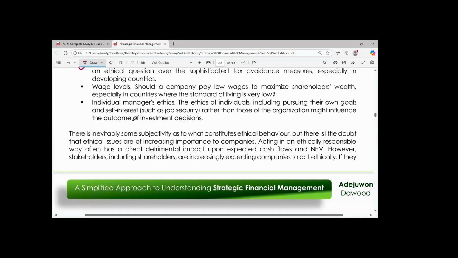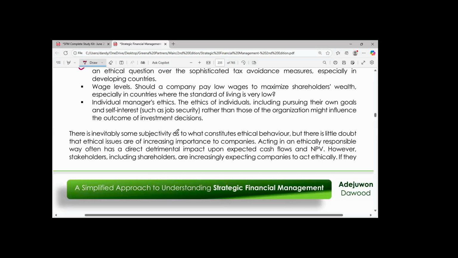Should a company pay low wages to maximize shareholders' wealth, especially in countries where the standard of living is very low? All right, so it also depends. If you are seeking to maximize shareholders' wealth, you're trying to cut costs, and the employees that are supposed to be paid a livable wage, you are paying them below the minimum standard. As a result, they won't do the job very well, even though you are trying to maximize your revenue or profits.